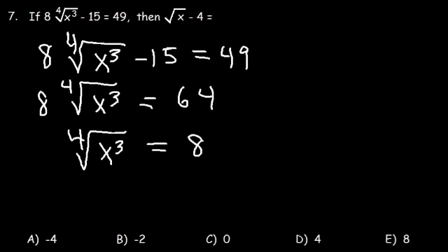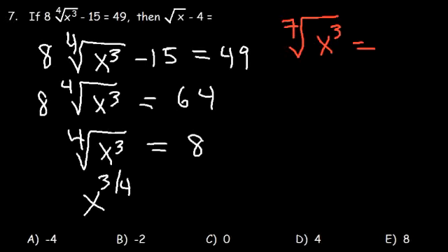Now, how can we rewrite the radical, the fourth root of x to the third, as a fractional exponent? The fourth root of x cubed is equal to x raised to the 3/4. So let me give you another example. Let's say you have the seventh root of x to the third. This is equivalent to x raised to the 3/7.